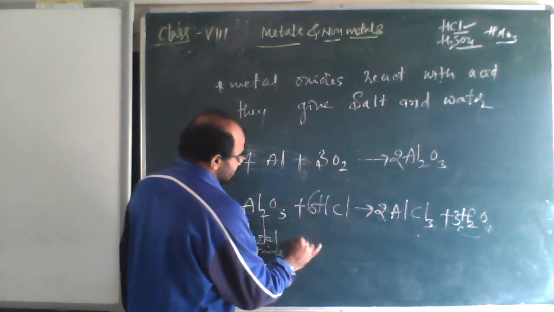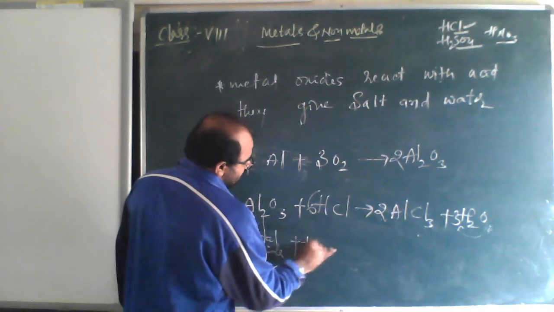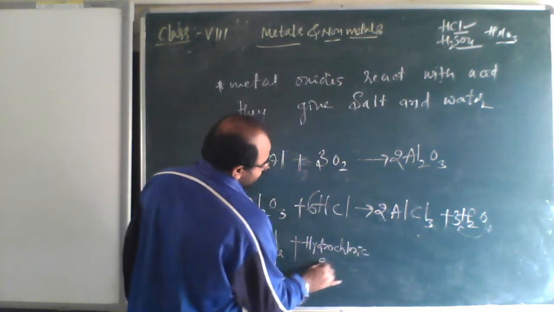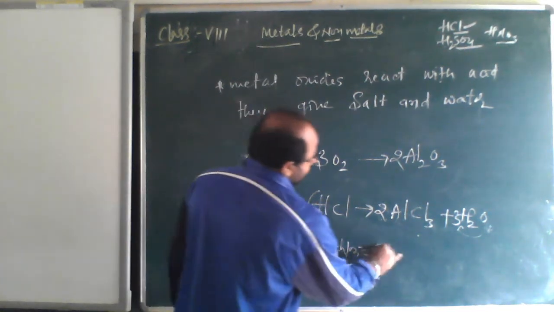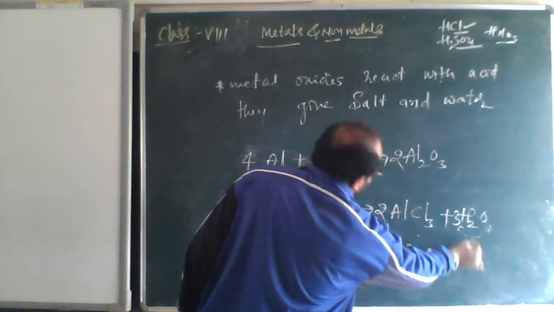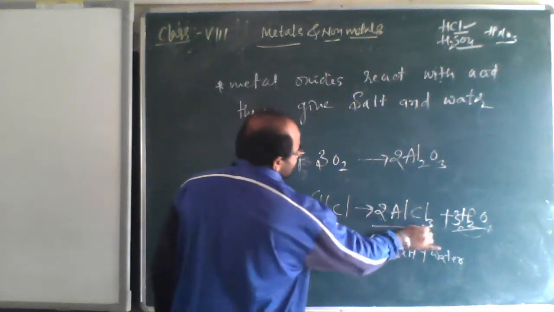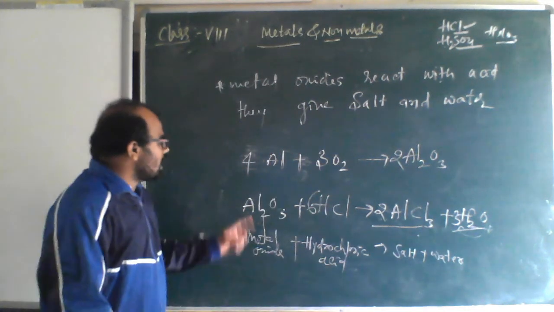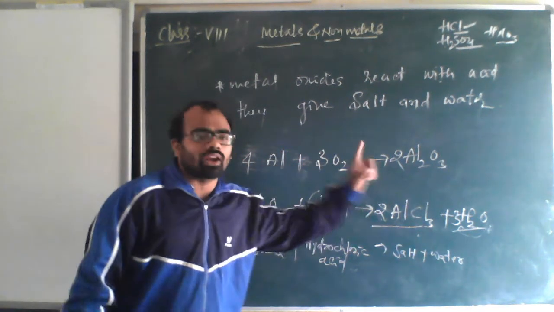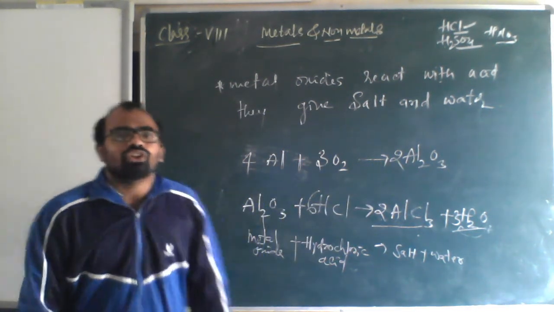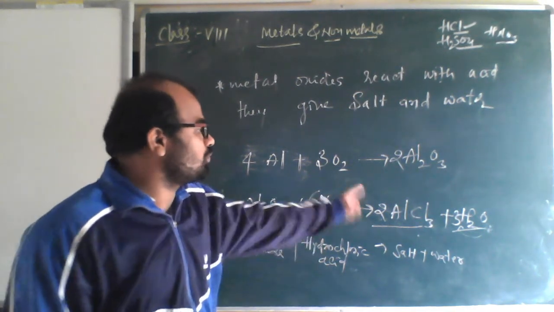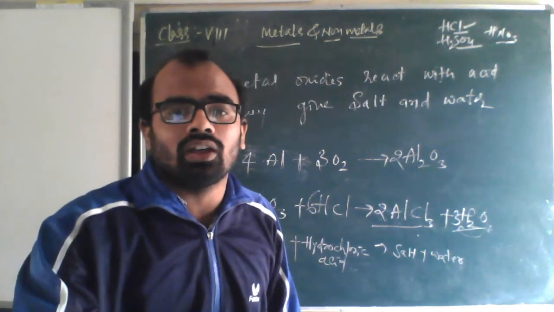Metal oxide reacts with hydrochloric acid, or any acid you take. Metal oxide reacts with acid and forms salt along with water. This is water, 3 molecules of water. This is salt, aluminium chloride. Aluminium oxide reacts with hydrochloric acid to form aluminium chloride along with water. So you can say that metal oxides react with acid to form salt along with water.